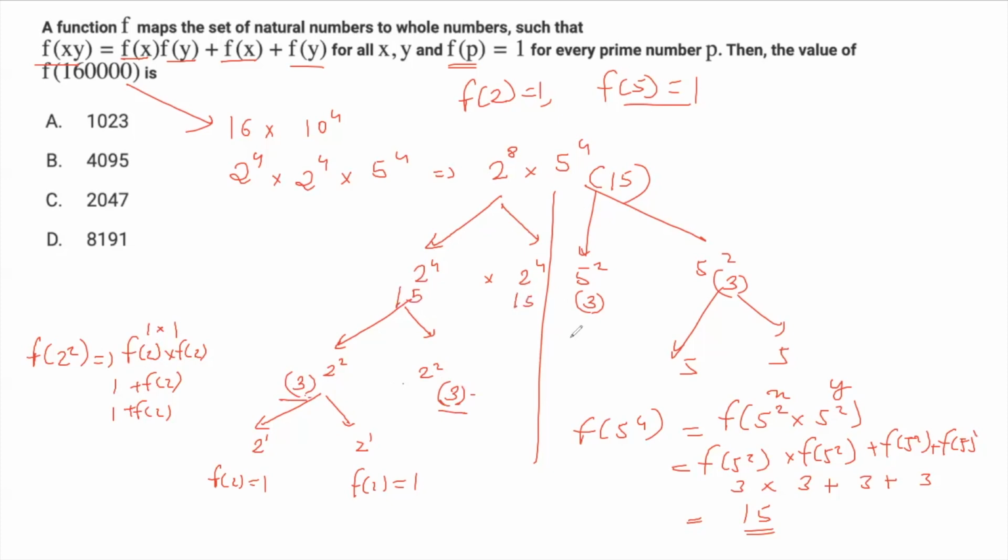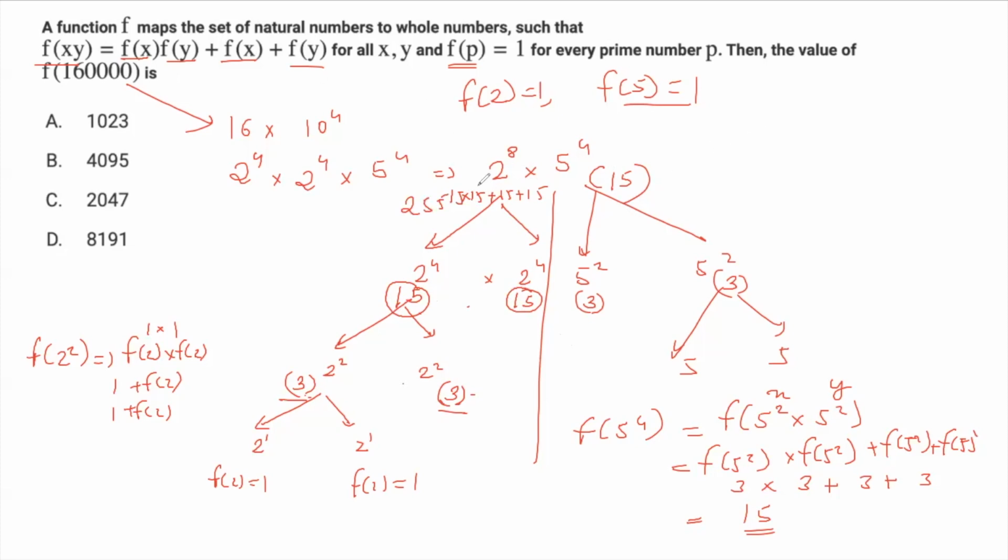And same way, this is also 15. And 2 raised to 8 can be found by the same logic, guys. 2 raised to 4 into 2 raised to 4 plus 2 raised to 4 plus 2 raised to 4. So 15 into 15 plus 15 plus 15. This is 225 plus 30, 255. That's all. We're just one step away from getting our answer.